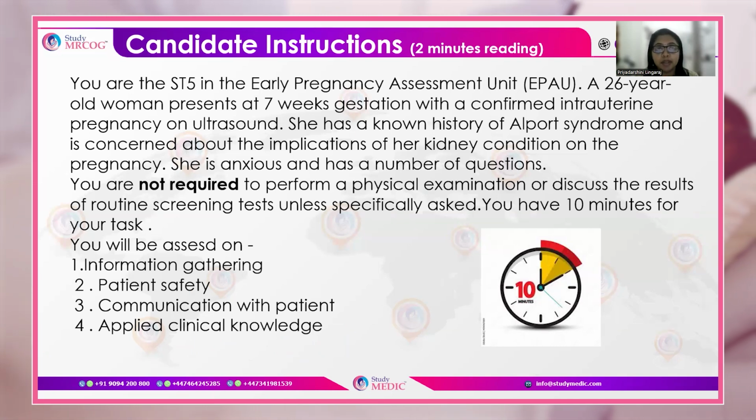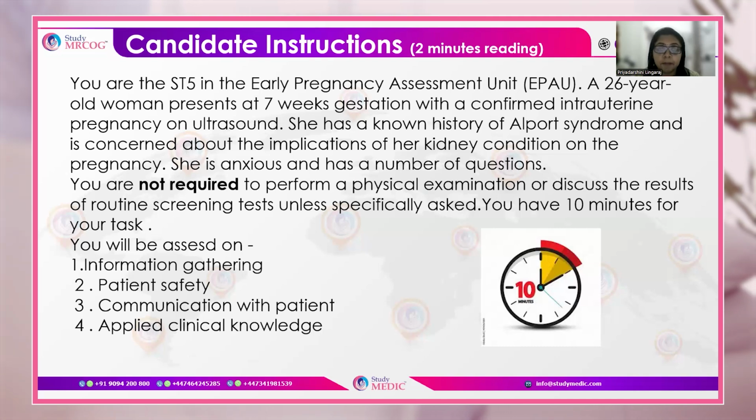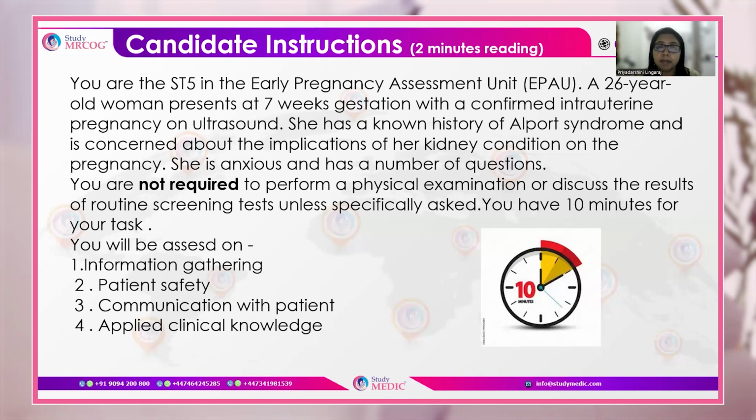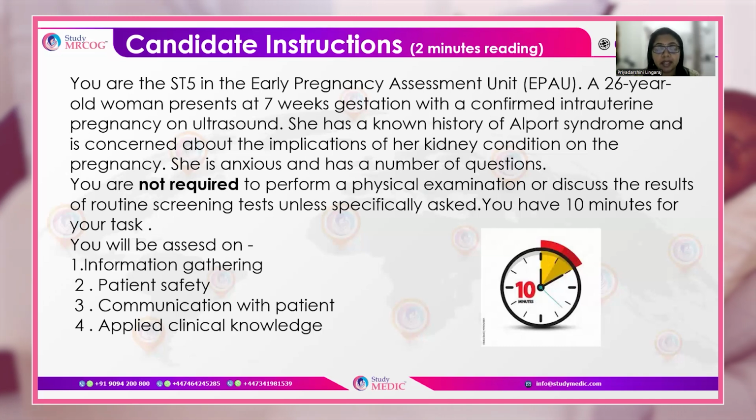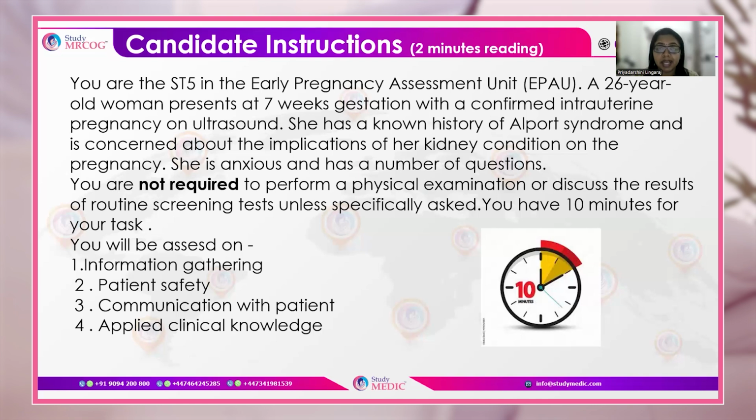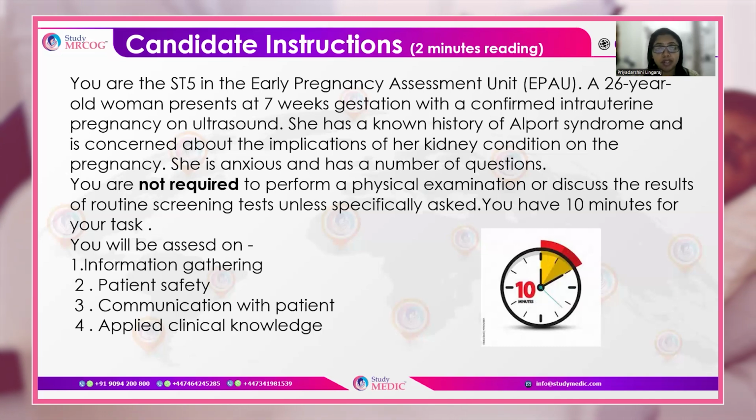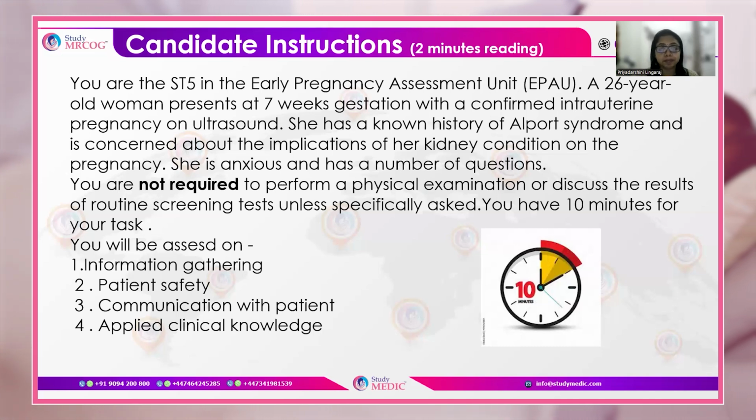So what are the domains that are going to be tested here? I will be assessed on information gathering, patient safety, communication with the patient, and applied clinical knowledge. So there are 4 different domains. What is my key performance indicator here? First, I am going to have a plan or an agenda set before I enter the station. I understand that it's going to be a patient-simulated task. I have a very anxious patient with Alport syndrome in early pregnancy, and my task is to explain and clear her doubts about Alport syndrome and how it is going to affect her pregnancy and the baby.